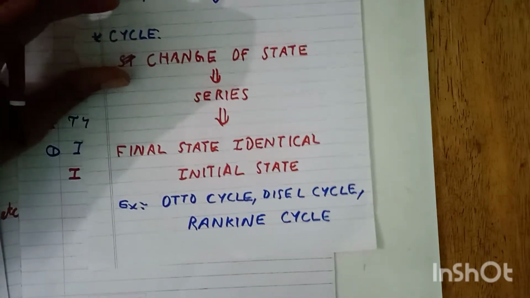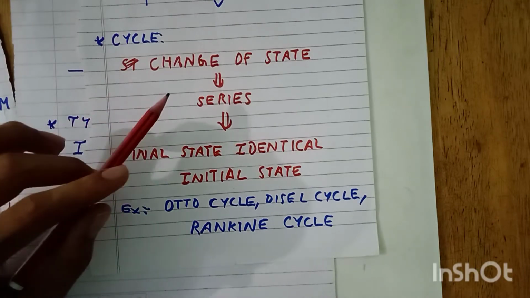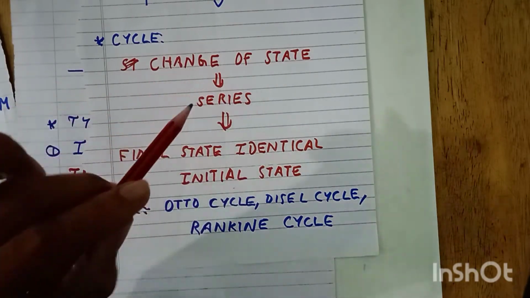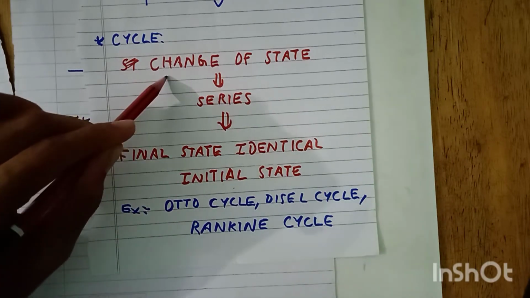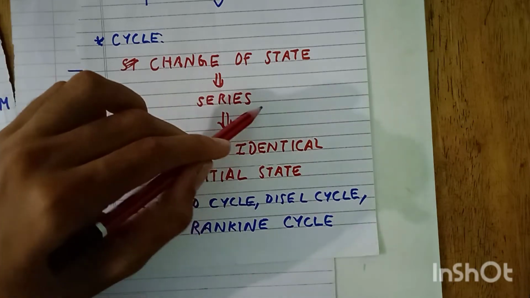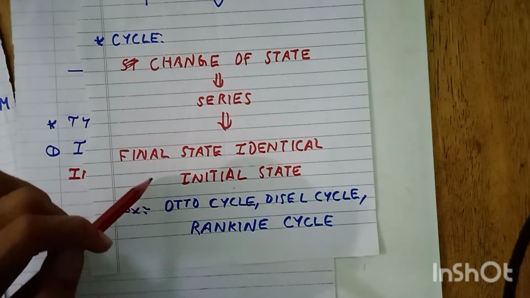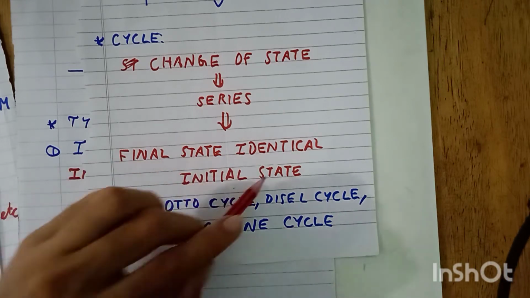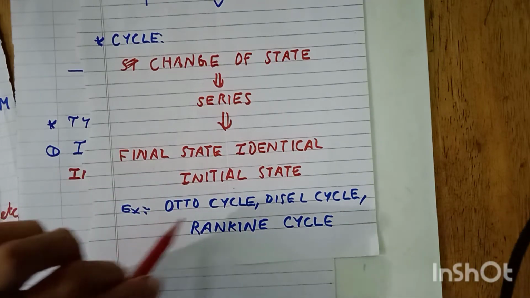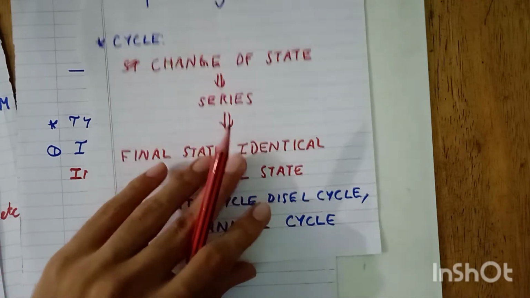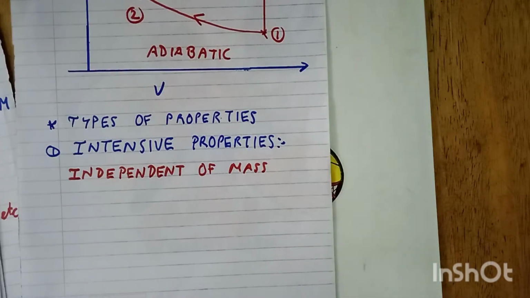Now, cycle. What is a cycle? Cycle is nothing but change of states taking place in series. N number of times the change of state can take place in the cycle, but the condition is that the final state should be identical to the initial state. For example, you can see the Otto cycle, diesel cycle and Rankine cycle. These are the examples.